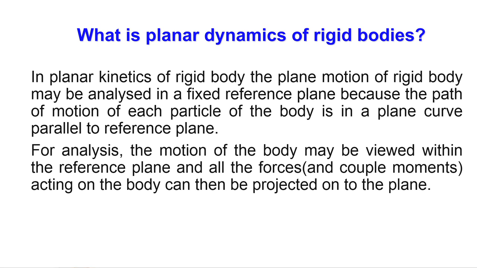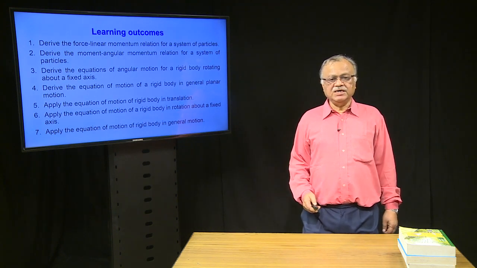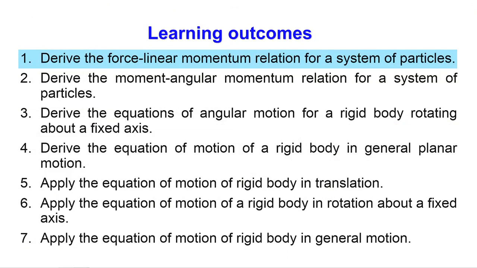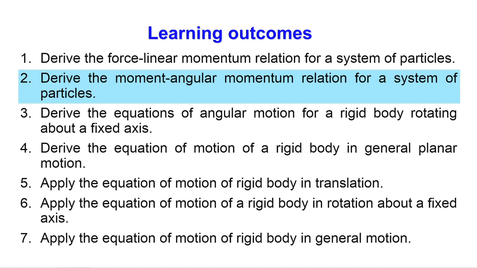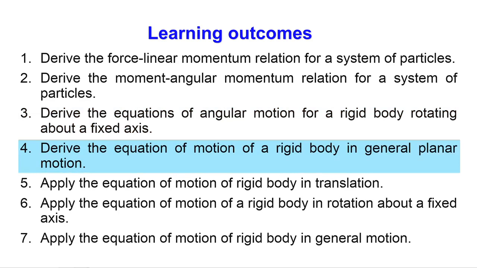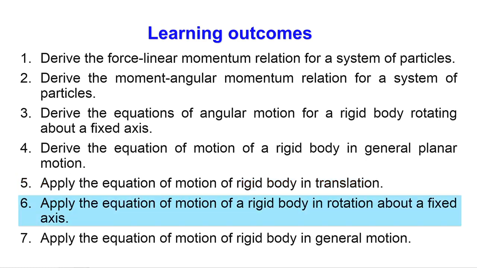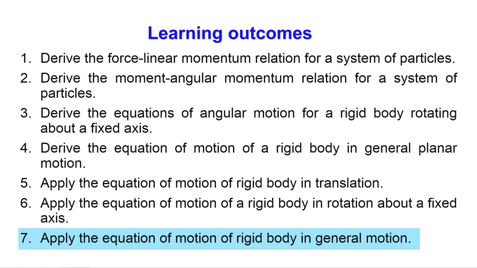Now, what we will cover in this unit: we will first introduce the force-linear momentum relation for a system of particles, then the moment-angular momentum relation for a system of particles. Then we will derive the equations of angular motion for a rigid body rotating about a fixed axis, and derive the equation of motion for a rigid body in general planar motion. After that, we will apply the equations of motion for rigid bodies in translation, rotation about a fixed axis, and in general motion.